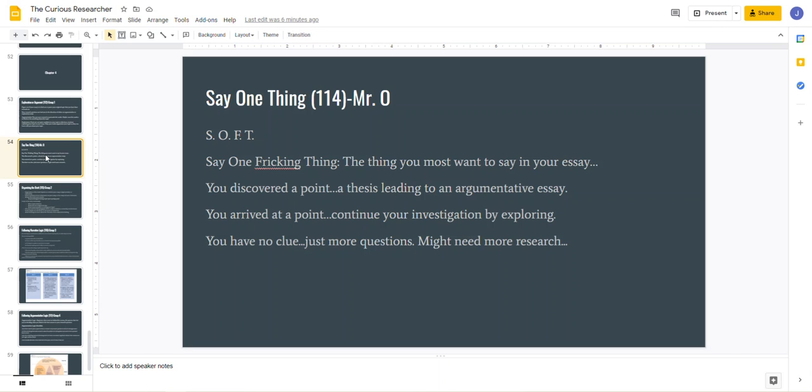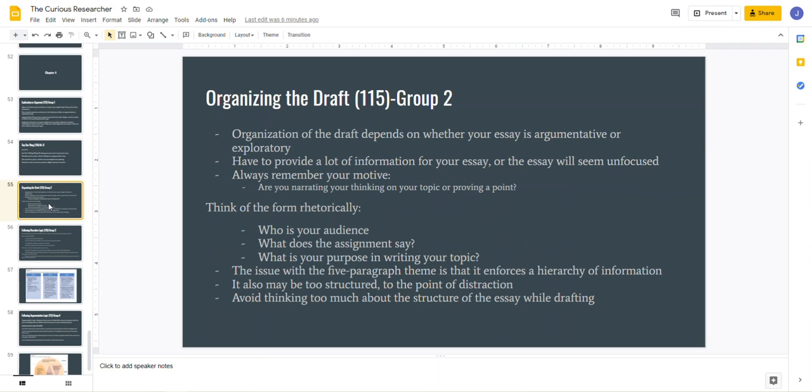And if you have no clue at this point, you just might need to do a little bit more research in order to come to some sort of a pathway, right? So in organizing the draft depends on whether your essay is argumentative or exploratory. You have to provide a lot of information for your essay, or the essay will seem unfocused. Always remember your motive, okay? Are you narrating your thinking on your topic or proving a point?